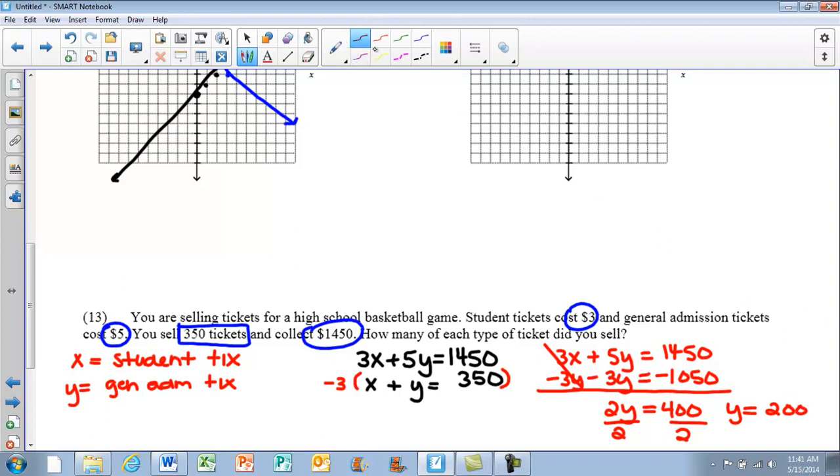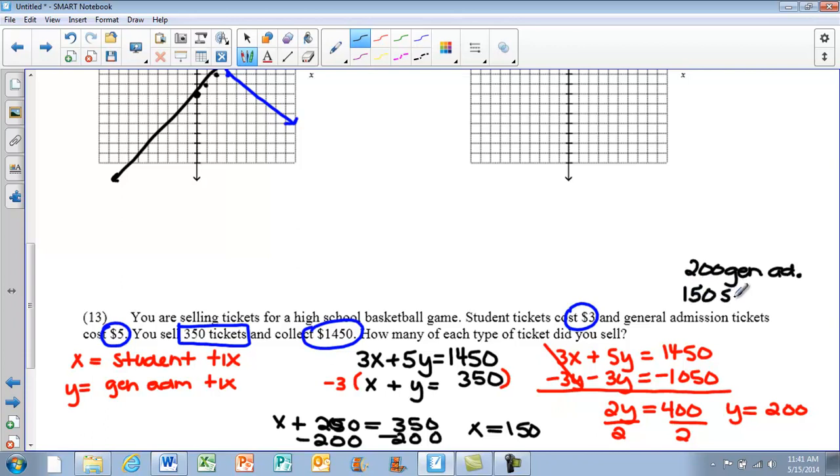So this is going to be 200 general admission tickets. Now I need to find the student ticket. So I can take that 200 and plug it back into the second equation. So X plus 200 equals 350. Subtract 200 from both sides. So X is going to be equal to 150. So then it's going to be 150 student tickets.